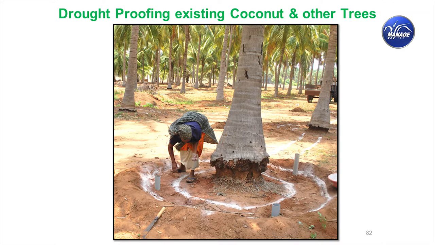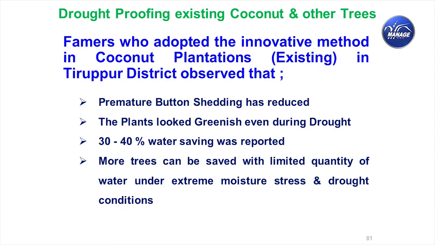And once we did this, as I said, we saved about 8,000 hectares of coconut trees in Tirupur and Coimbatore. And the farmer feedback was, premature button shedding has reduced significantly. Then the plants looked greenish when compared with those plots where they did not try this. 30 to 40% water saving was there.